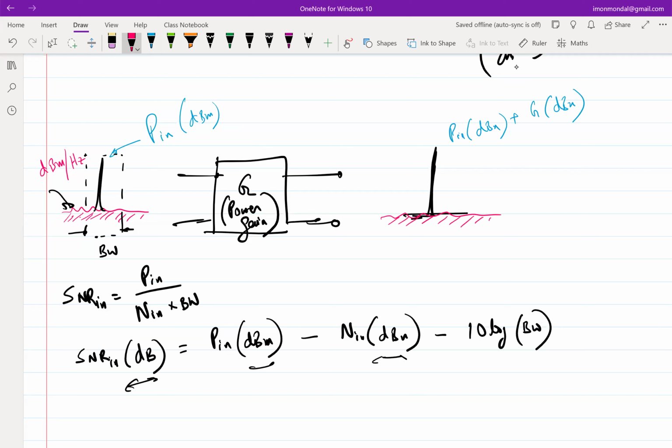What would we expect the noise to be? The noise will also increase by a factor of G. So this is, I should say, N in plus G, right? But in a real two port, will it only increase by this amount or will it increase by more?